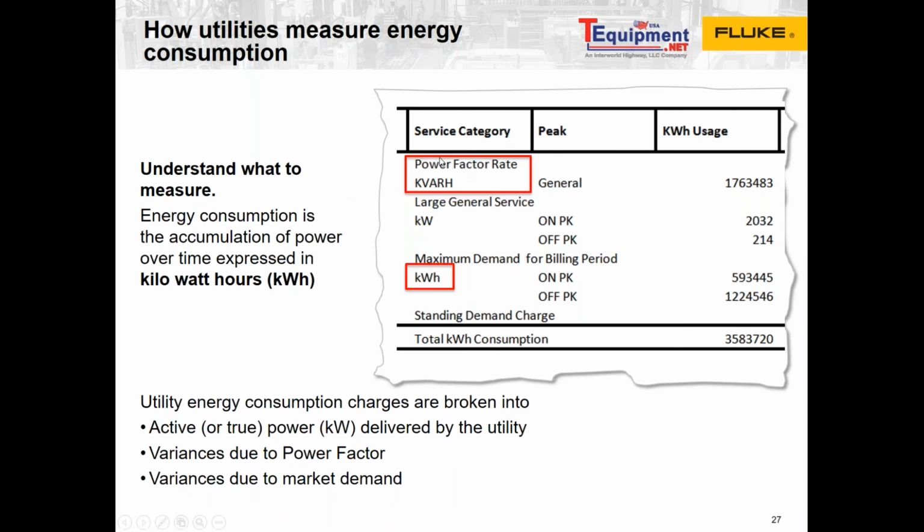And then we talked about power factor. So this is just the penalty for having poor power factor put back on the grid, and also the demand for the billing period. The reason you get a surcharge for these is because the utility now has to kick on another machine to either compensate for your poor power factor or your demand being higher than what you agreed to on your contract.